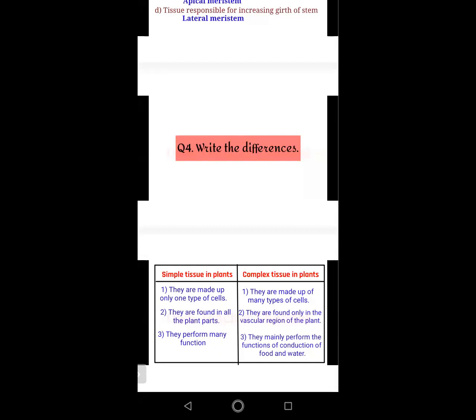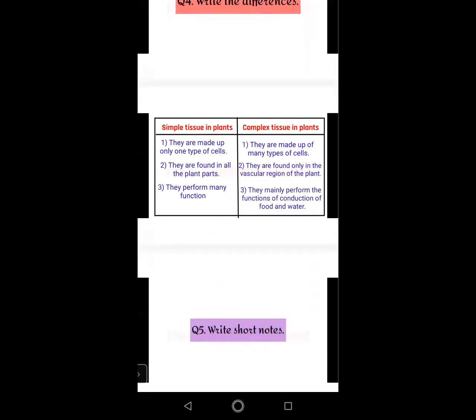So that's why some difference in this question. You have to write the difference between simple tissues in plants and complex tissues in plants. Difference means they have some kind of opposite factors. The plants cannot move from one place to another, but animals can. That is the opposite. Same here, we have to mention.